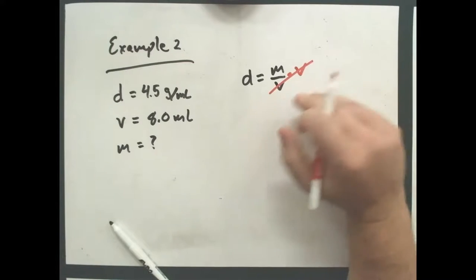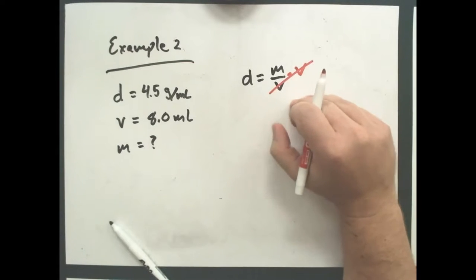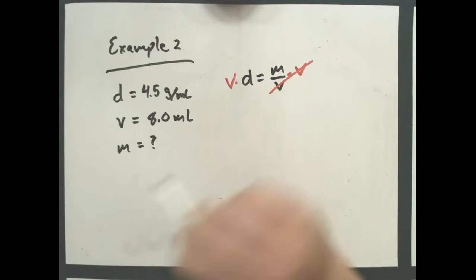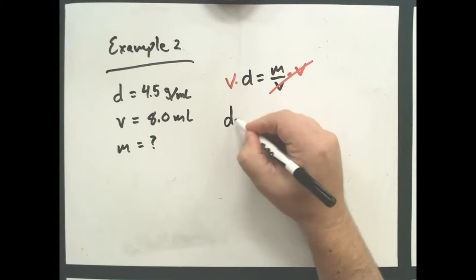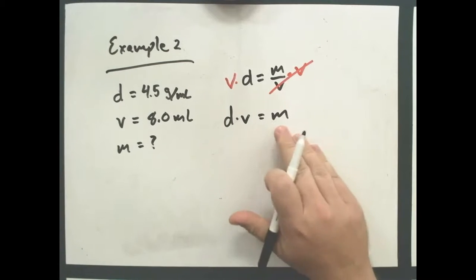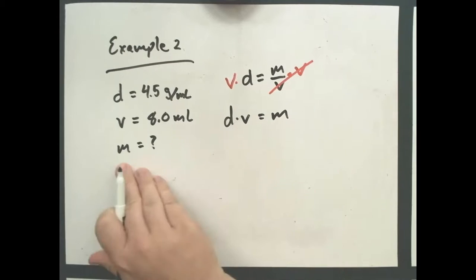And if I do it to the right side of the equation, I have to do it to the left side of the equation. So then I end up with density times volume equals mass. And that's what I want. I want something to equal mass because I want mass equals something.